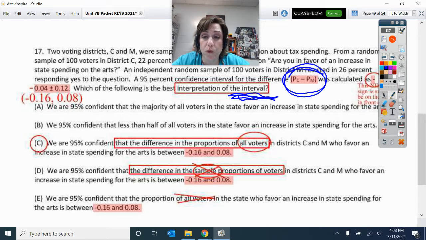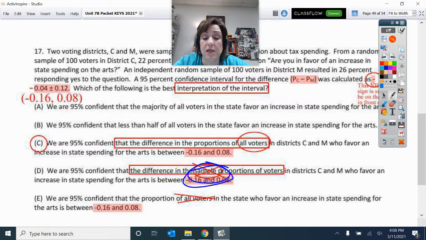Now, remember that anytime a problem is about the difference between two proportions, you should be having those words, which are an indicator of the size of that difference. Part E didn't talk about that, so I'm down to C and D. And once I get down to C and D, I'm wondering, okay, so here it has the difference in the sample proportions.